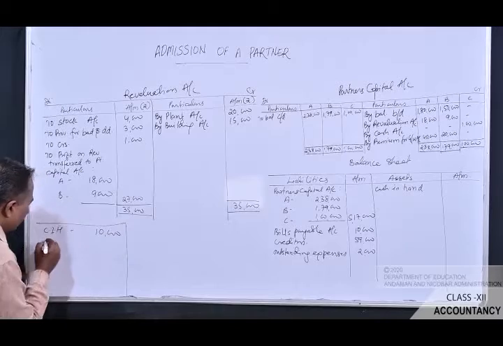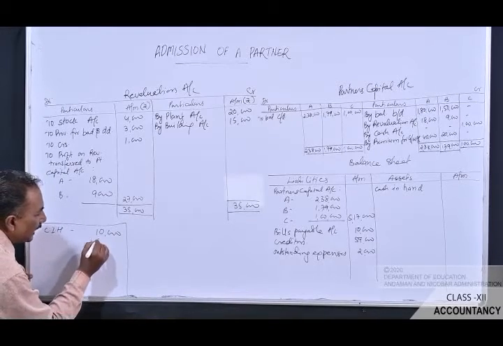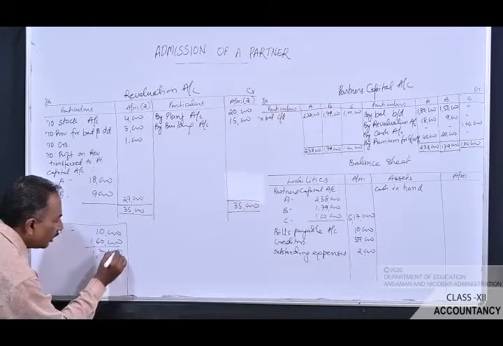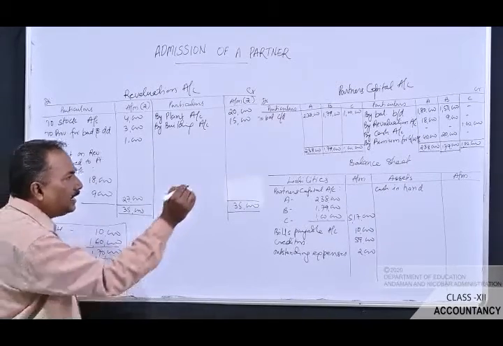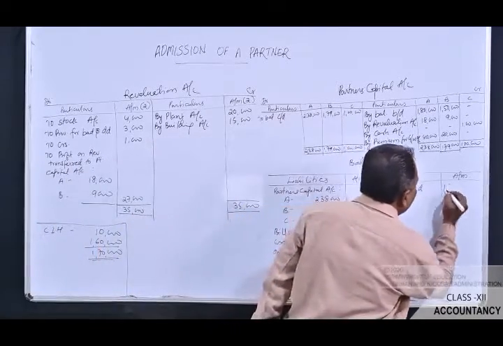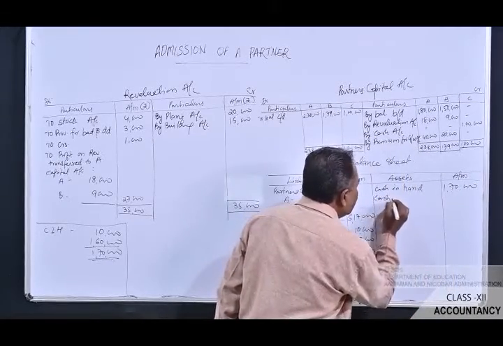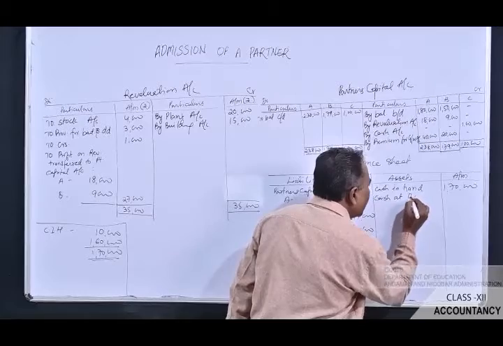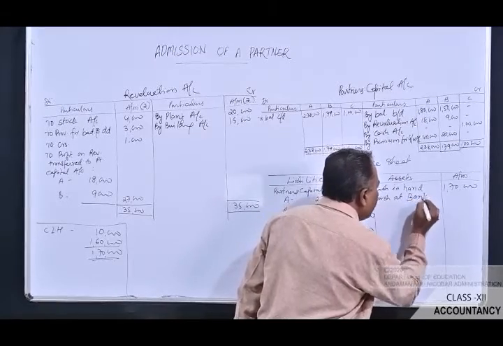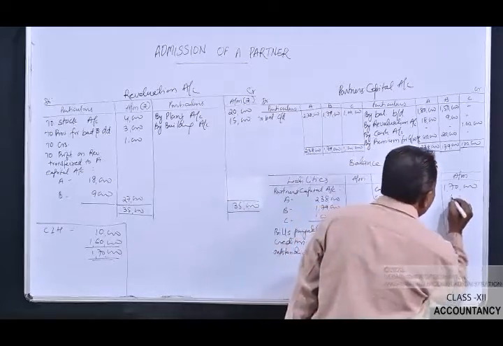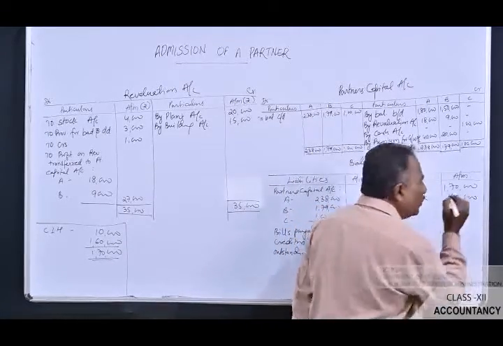If you add these two, 10,000 and 1,60,000, the total will be 1,70,000. So cash in hand now is rupees 1,70,000. The next item given in the old balance sheet is cash at bank. Cash at bank given in the old balance sheet is rupees 40,000. So you have to write down that amount here.